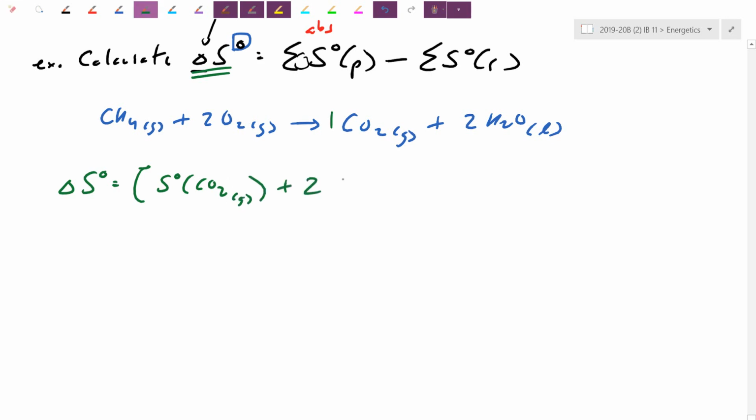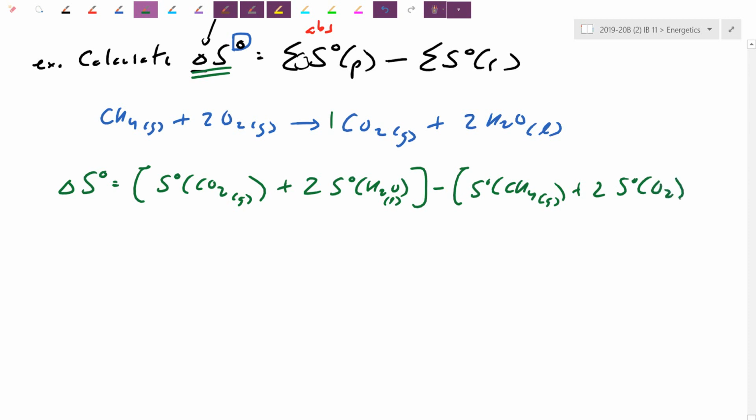I want to do twice the entropy change of water as a liquid. And then I'm going to minus off the entropy change of methane, CH4 as a gas. And then I'm going to go twice the entropy change of oxygen as a gas. Where can you find these entropies?